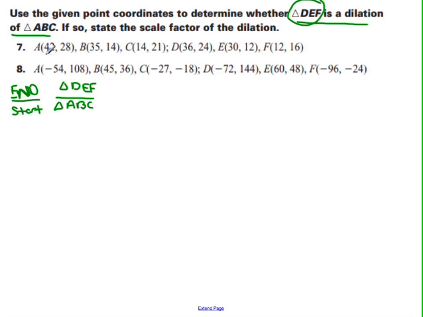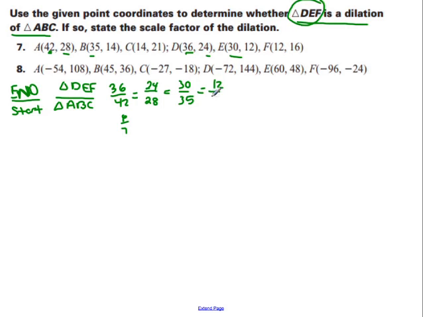So for A, we're going to compare A's first coordinate, the x coordinate, to D's first coordinate. We'll have 36 over 42. That simplifies simply down to 6/7. Hopefully that's going to be equal to the y coordinate divided by the y coordinate. So we'll say 24 divided by 28, and we'll set that equal to 30 over 35. I'm just pulling these numbers from here and here. I'll keep going with this. We'll have 12 over 14, another 12 over 14, and then finally a 16 over 21.